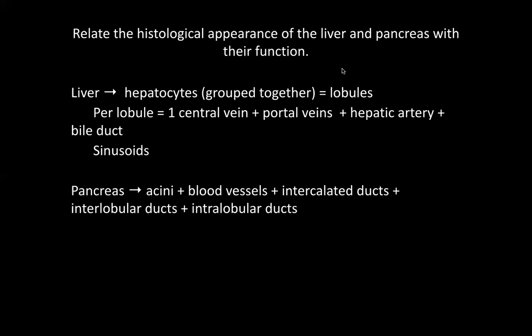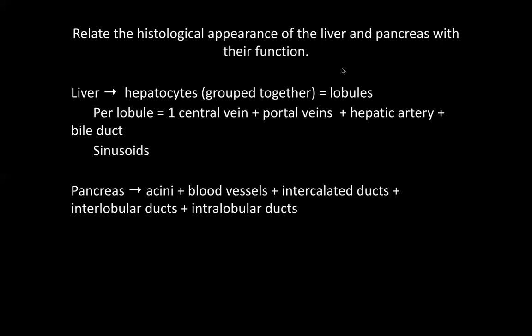Next, you were asked to relate the histological appearance of the liver and pancreas with their function. When we say histological, we refer to the tissue structure. The liver is made up of hepatocytes that are grouped together into functional units called lobules. In each lobule, you'll find one central vein that drains the blood from the liver, and the portal veins also. The hepatic artery supplies the blood to your liver, and each lobule has its own bile duct to collect the bile that is produced by the liver.